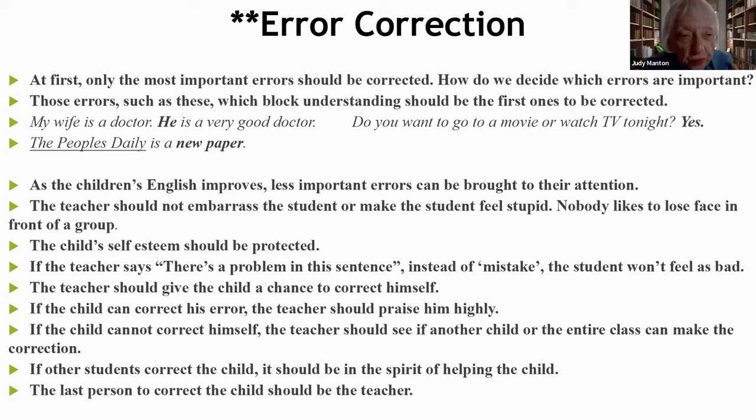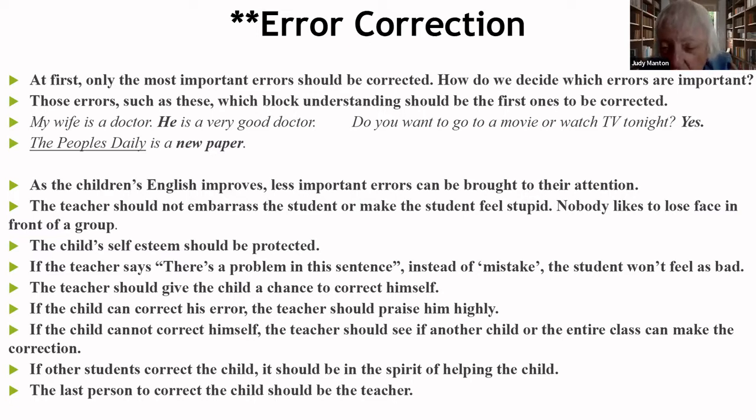Error correction. At first, the most important error should be corrected. Correction is a form of feedback that focuses on student errors and ways of both avoiding and learning from them. Correction can be teacher-led or student-led. It can be explicit, telling the students directly that they're wrong, or implicit, guiding students to self-correct.